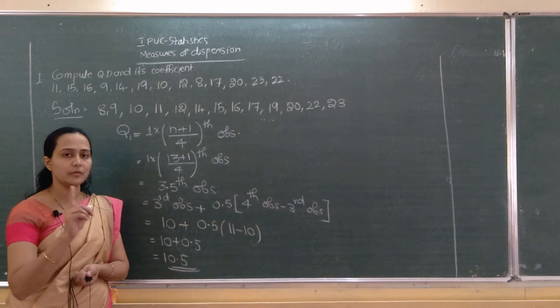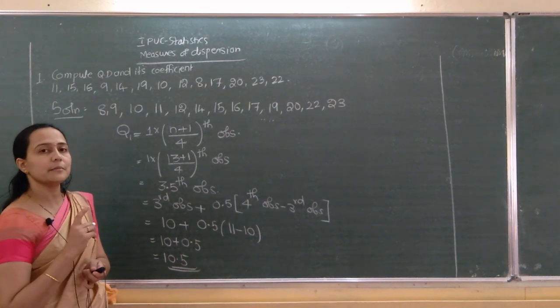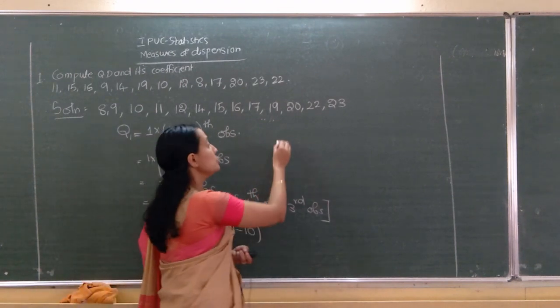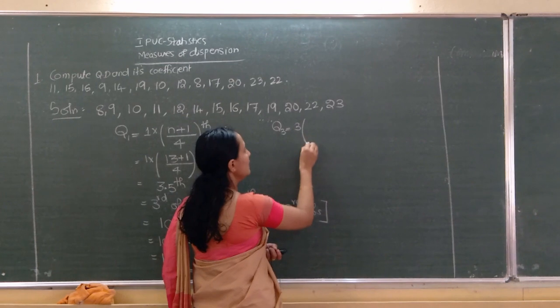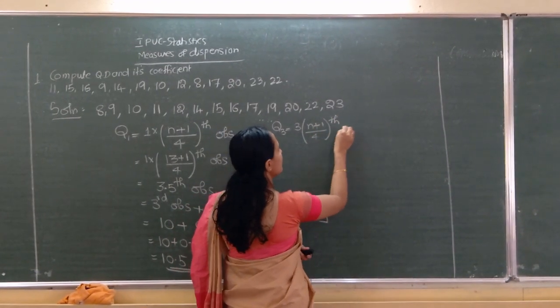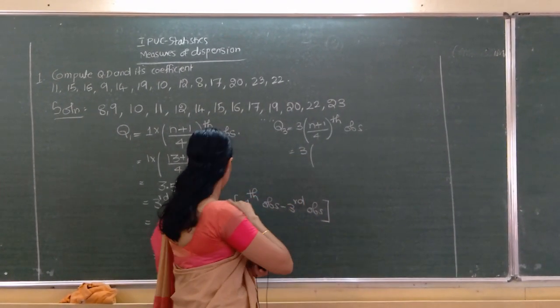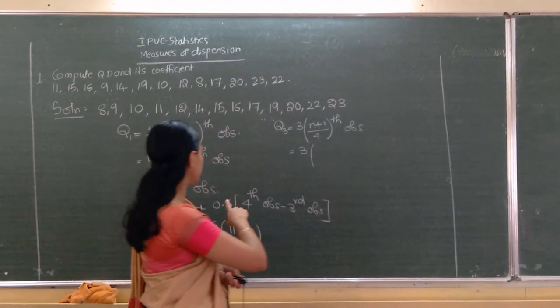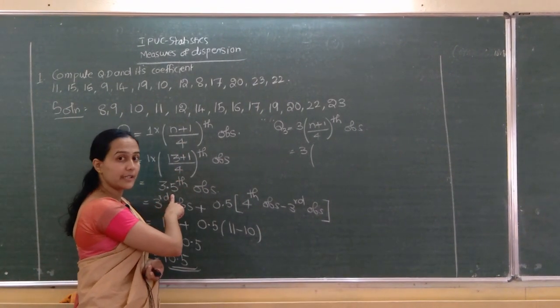Q1 is 1 into (n plus 1) by 4th observation, isn't it? Next, what do we have to find? Q3. Q3 equals 3 into (n plus 1) by 4th observation. N plus 1 by 4 means again 13 plus 1 divided by 4. Our value is 3.5.